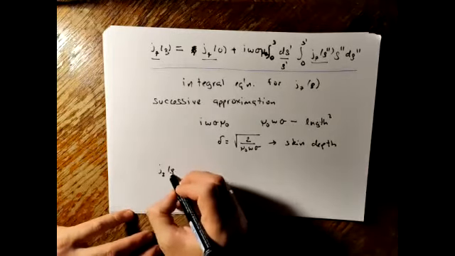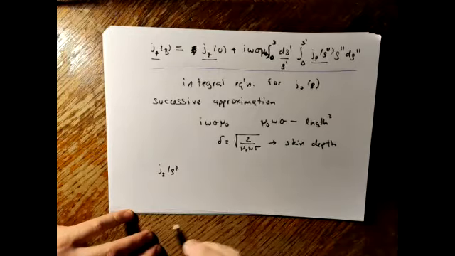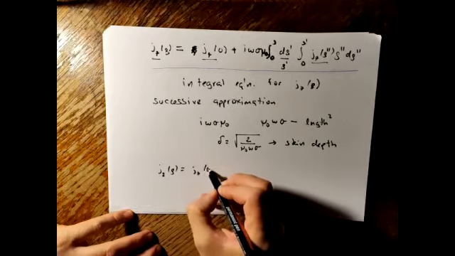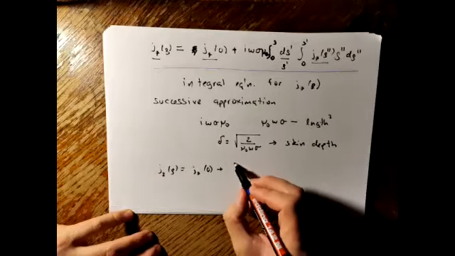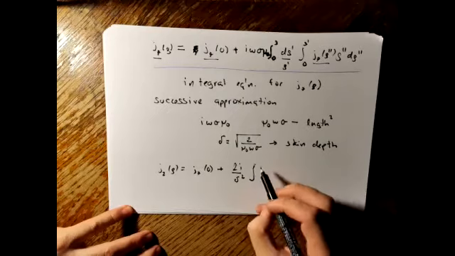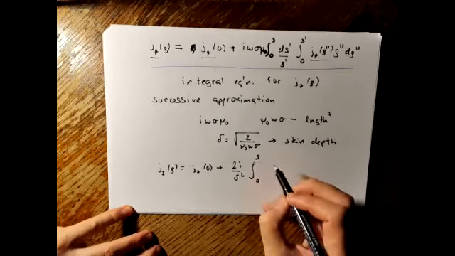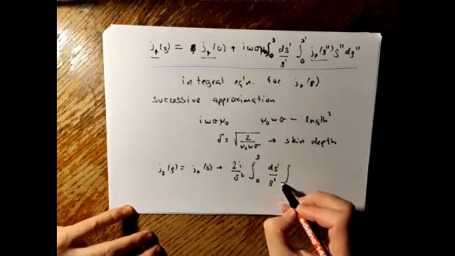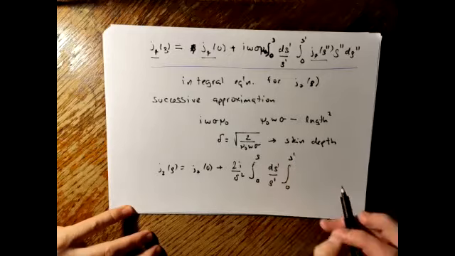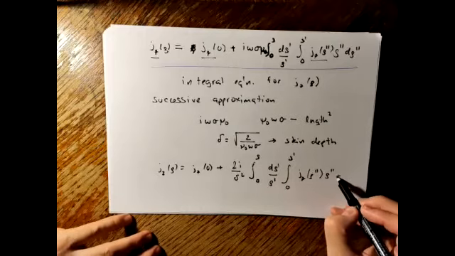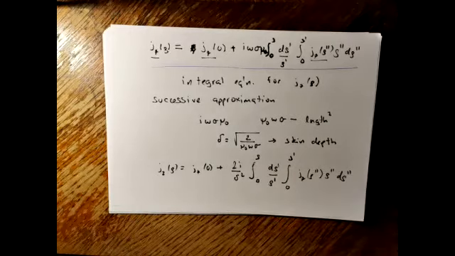So Jz of rho, what do we have? It is equal to Jz0 plus 2I over delta squared. And then I have my integral from 0 to rho, d rho prime over rho prime. And then I have another integral from 0 to rho prime of Jz rho prime prime, and this has a rho prime prime d rho prime prime. Okay, and now we're going to use the idea of successive approximations.